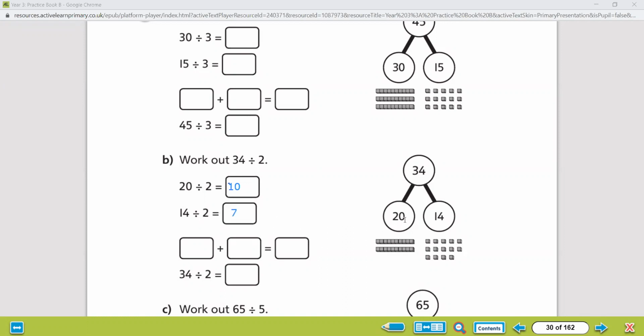So I've divided the 10s by 2, I've divided the 1s by 2, and I've got my 2 answers here, 10 and 7. And I have to add those 2 numbers together. 10 and 7 equals 17. 34 divided by 2 is that total, 17. Looking at the method, divided the 10s by 2, divided the 1s by 2, added up the answers.